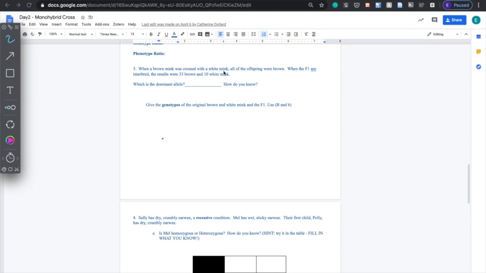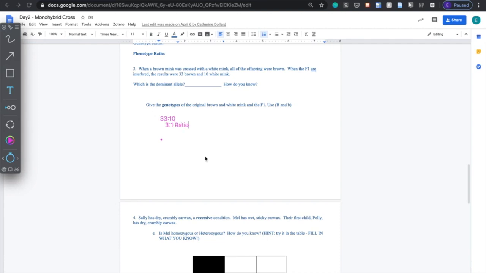And that tells us immediately that if all the offspring are brown when a brown and a white are crossed, then we know that the brown is dominant, because we're not seeing any of the other. And the results when the F1 interbreed are 33 brown and 10 white. So when we look at that 33 to 10 ratio, what we see is a 3 to 1. If we reduce that 33 to 10, it's not perfect because real life is never perfect, but approximately a 3 to 1 ratio.